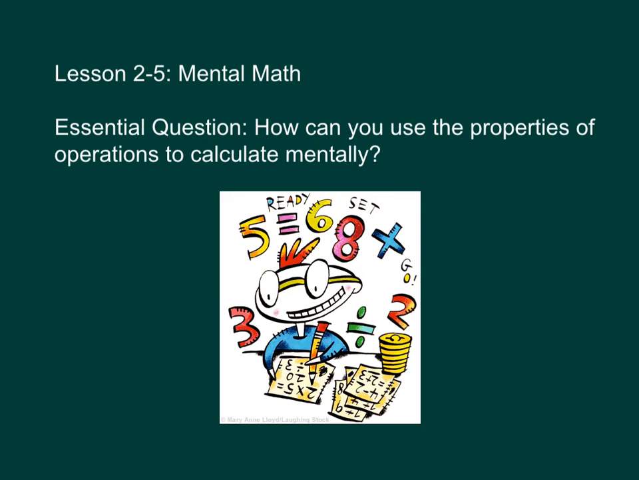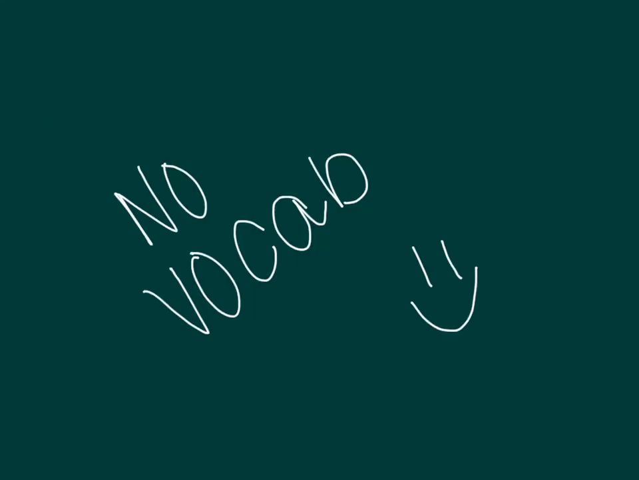This is lesson 2-5, mental math. And our central question is, how can you use the properties of operations to calculate mentally? And you guys have been doing mental math for a few years now, so most of this should be pretty easy. We have no vocab for this lesson.